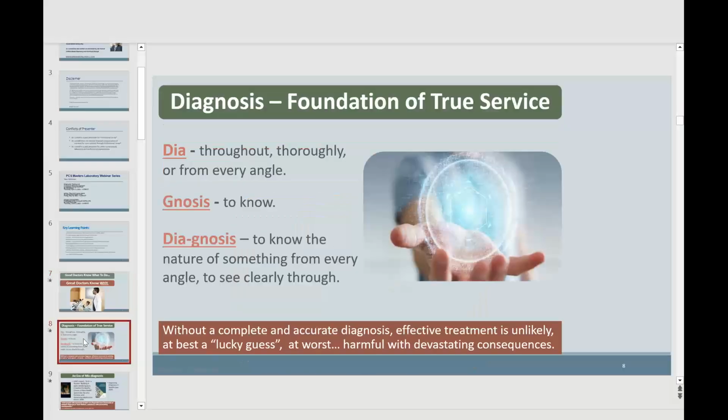To do that, we need a diagnosis, but not a Western medical diagnosis, but a diagnosis in the true form of what a diagnosis is. A diagnosis, dia, I love the study of words. Dia means throughout or thoroughly or from every angle. Gnosis means to know. So diagnosis means to know the true nature of something from every angle. And that's what functional medicine really is. And that's what blood testing really is.